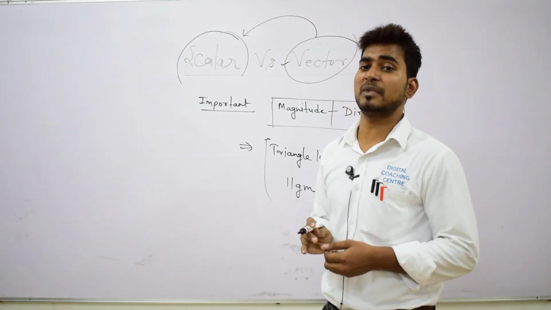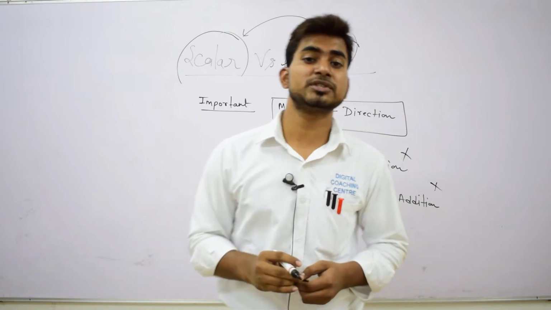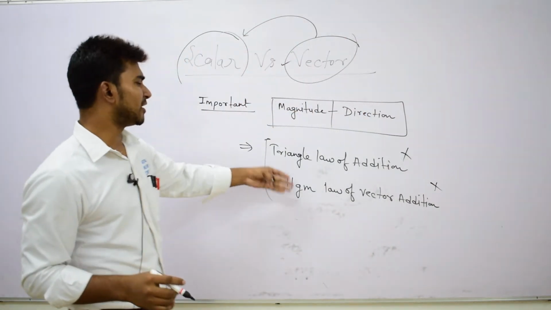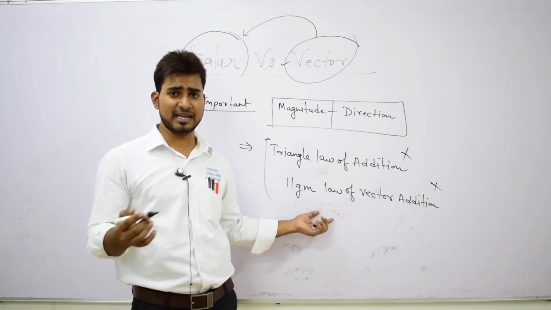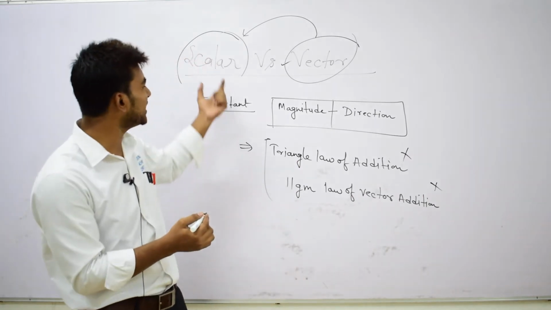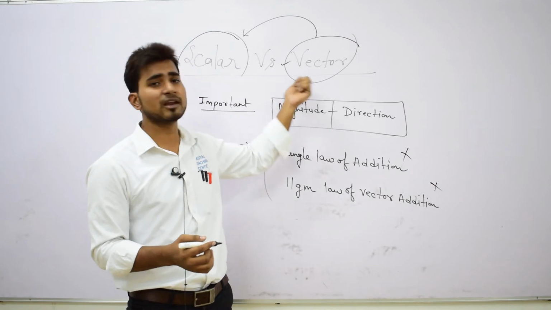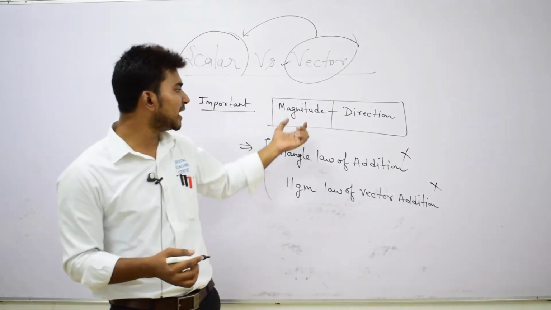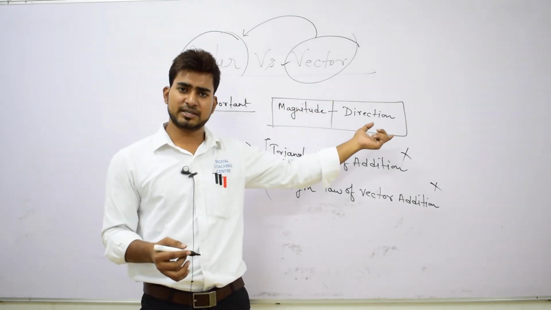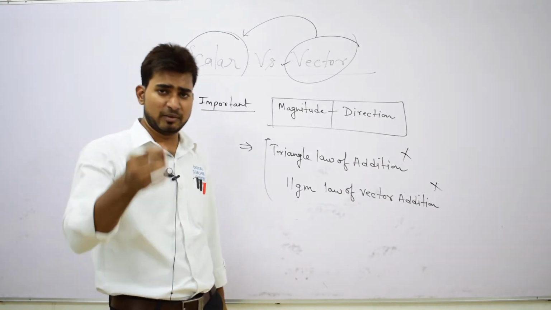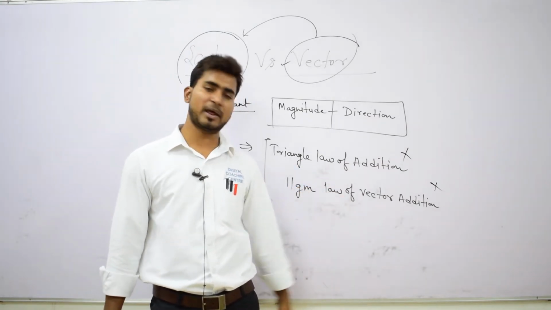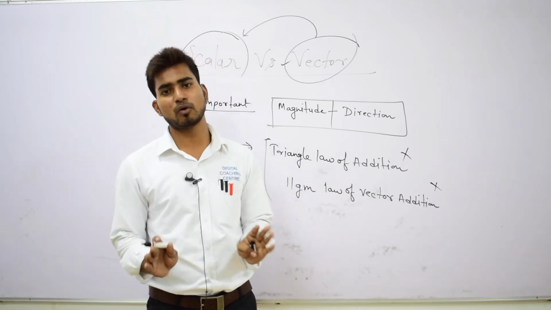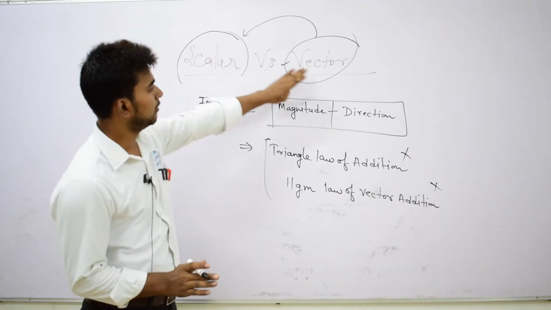I am just giving you an example regarding it. Let's suppose current is there. We will further discuss the triangle law of addition and the parallelogram law of vector addition in the next video, but here I am just giving you the basic difference between scalar and vector, which is generally understood by magnitude and direction only, which is an incorrect definition. The particular quantity must follow the triangle law of addition as well as the parallelogram law of vector addition, then only will it be a vector.